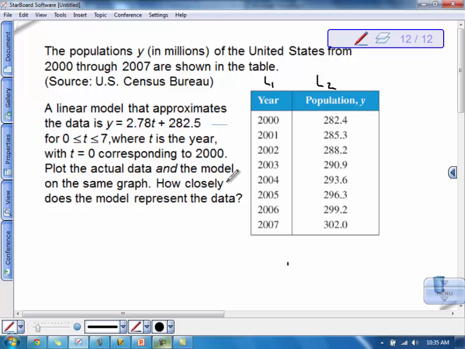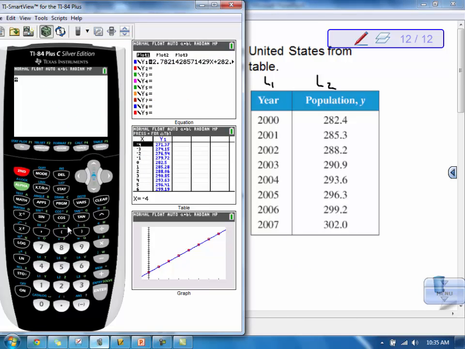And the last question is, how closely does that model represent the data? So to answer that, what you need to do is turn your diagnostic on your calculator. So go to Second Catalog and scroll down to D, diagnostic, and it should be in alpha mode. So you should just be able to hit D, and it'll go down to D's, and then scroll down to diagnostic. We want diagnostic on. Okay, hit diagnostic on, hit enter, and it says done.